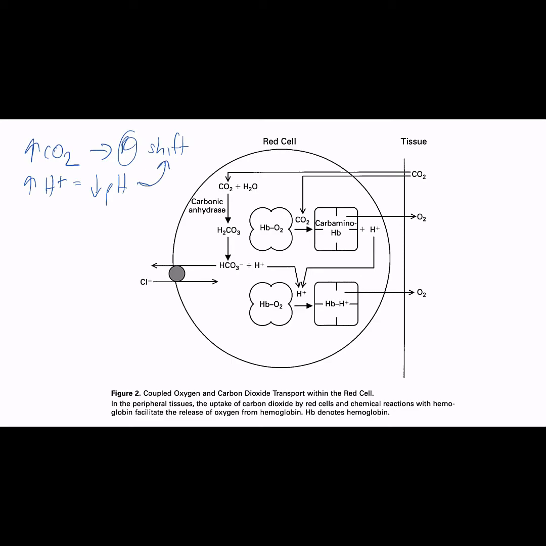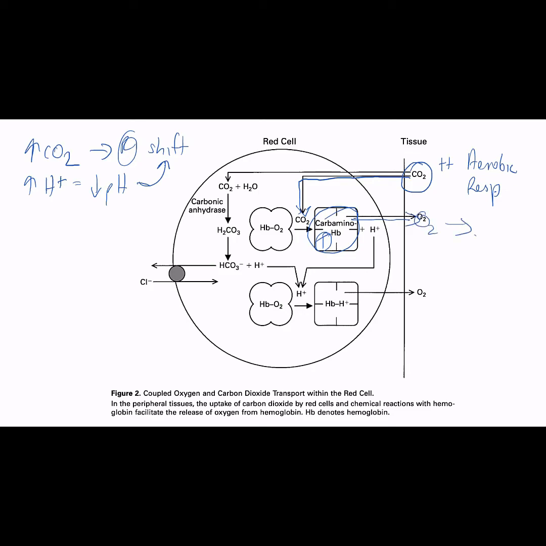And very briefly, what you can see is in the tissues, when you're producing high carbon dioxide from aerobic respiration, that causes some of the carbon dioxide to chemically combine with hemoglobin to form carbaminohemoglobin. Remember, carbaminohemoglobin doesn't like to carry oxygen. It's in the tense state. It locks the hemoglobin in the tense state. And that kicks off oxygen to be delivered to tissues.